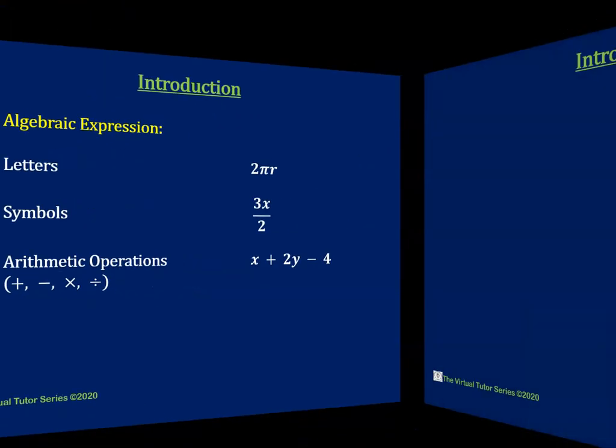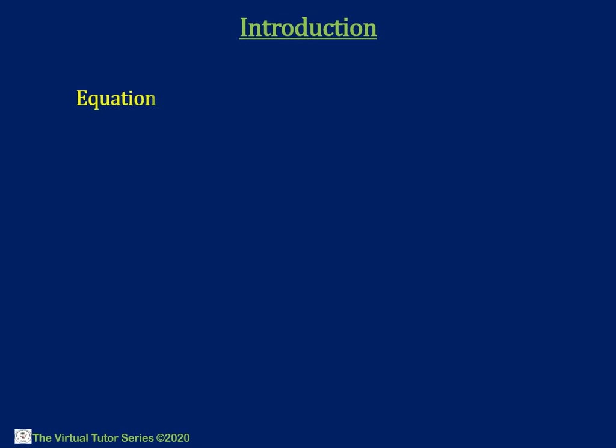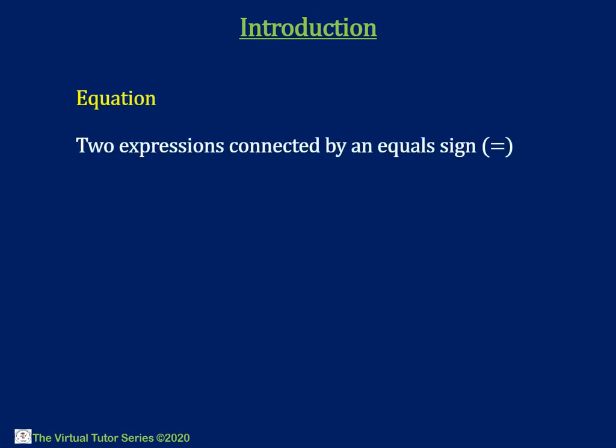Now, any two expressions connected by an equal sign becomes an equation. For example, the expressions 2x and x + 5 can be combined by the equal sign to give 2x = x + 5. In the same way, x² and 16 can be connected by an equal sign to produce x² = 16.